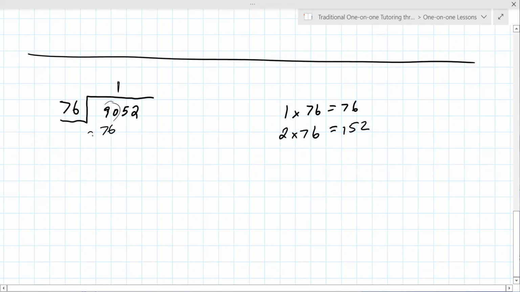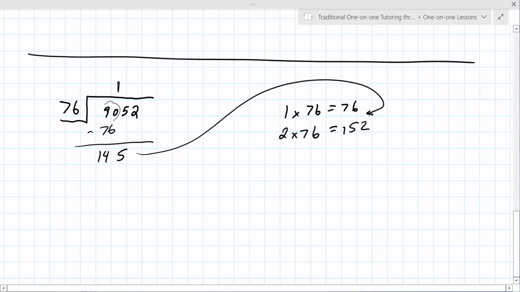Well, let's see how you did here. When you subtract, you get 14 and you bring the 5 down. So the question is, what number goes next? What you're trying to figure out is, does this 145 go between the two numbers? And the answer is yes. So that's why you put another 1 there.